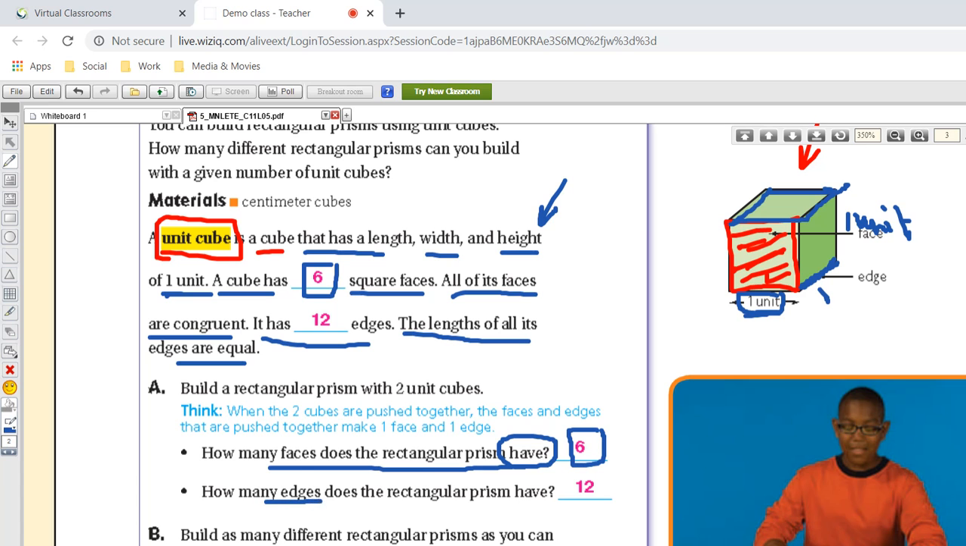How many edges does the rectangular prism have? We also have 12 edges, but here the 12 edges of the rectangular prism are not equal to each other. So all the edges are not congruent, not like the cube. In a cube, all edges are congruent.